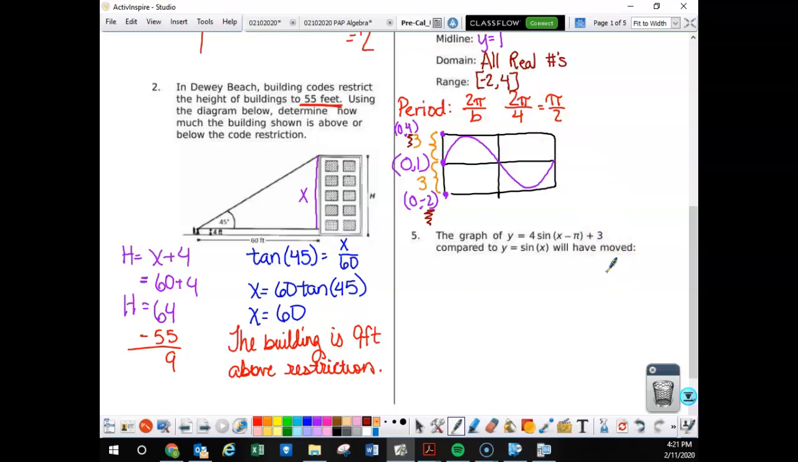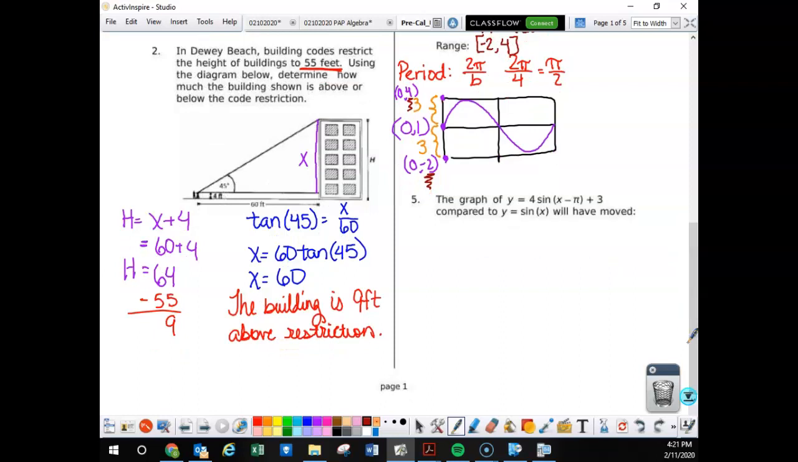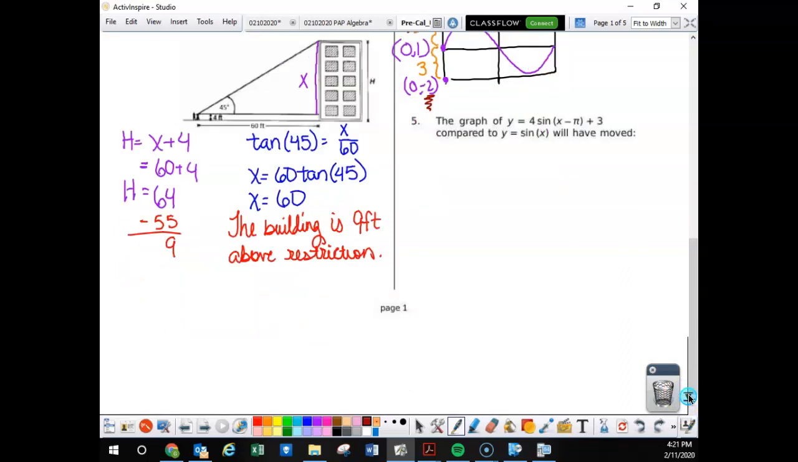All right, number 5. The graph of y equals 4 sine of (x minus pi) plus 3 compared to y equals sine of x will have moved. So basically we want to figure out the transformations. So the minus pi means I go to the right, so it goes to the right pi units. Then the outside plus 3 is my vertical shift, so it goes up 3 units.